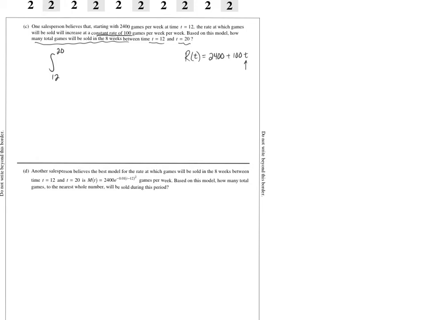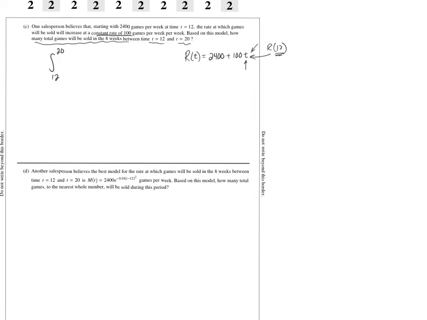The problem is, if you put, for example, 12 in this thing for t, if you did r of 12, you would be multiplying that 100 by 12, and that would increase the rate at time equal 12 by 1,200. That would be 2,400 plus 1,200, which is 3,600 at 12 weeks. We know that's wrong because we know the rate at 12 weeks is only 2,400.